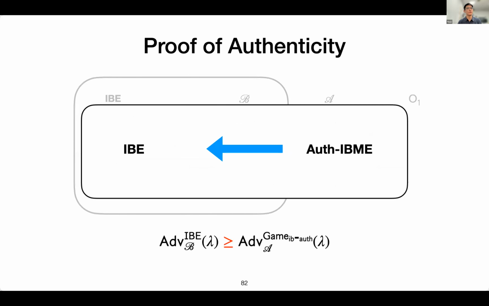That's to say, we use this identity sigma to reduce the authenticity of IBME to the security of this IBE system. It can be found in the full version of our paper that the IBE is secure, meaning that the advantage of B winning the IBE game is negligible. So we have proved the authenticity property of IBME.